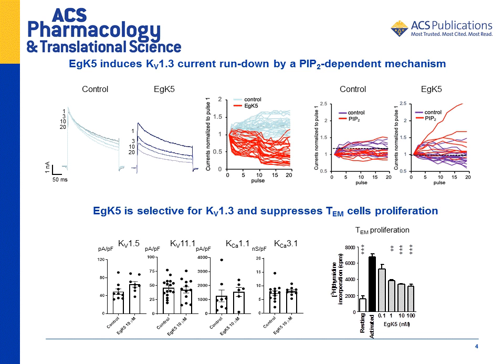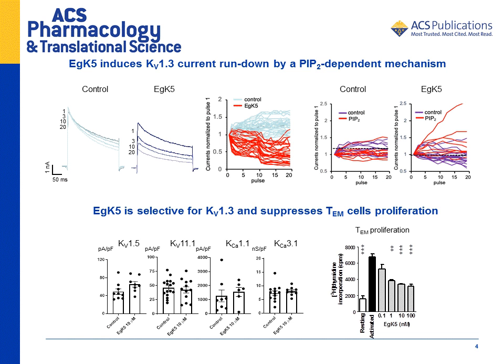So we tested the effect of PIP2 on EGK5-induced rundown. Cells were exposed to either medium or EGK5 for a prolonged period, and then they were patch clamped in the presence or absence of PIP2 containing liposomes. In control cells, there is no KV13 rundown, and PIP2 has no effect. In EGK5 treated cells, KV13 runs down with time, and PIP2 prevents this rundown.